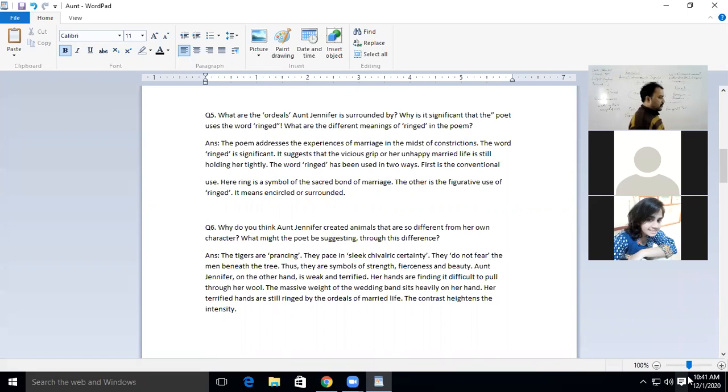So there is a contrast. She desires all these things because she is devoid of all these things. She wants to be like the lion and enjoy a free life like the lion. Okay, next question.